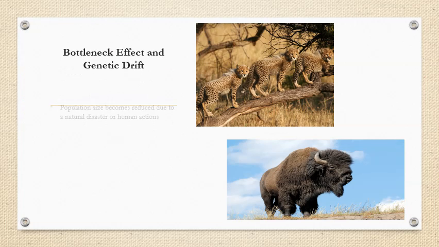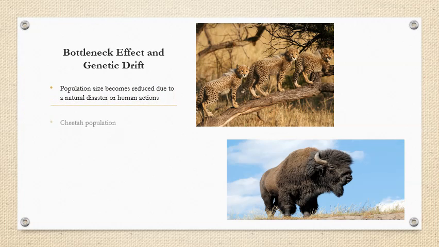The second example of genetic drift is the bottleneck effect. The bottleneck effect results in a population becoming reduced in size due to a natural disaster or human actions. Two examples of populations that have experienced bottlenecks are the cheetah population and the North American bison.